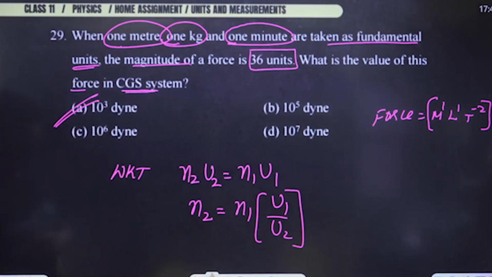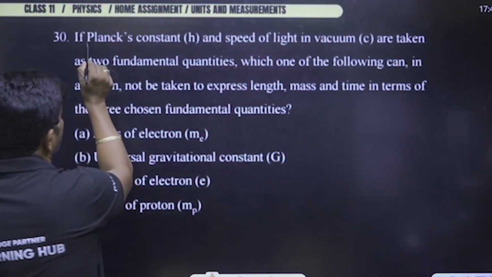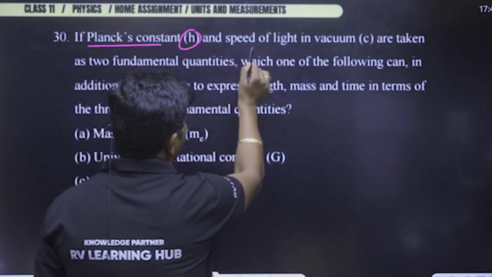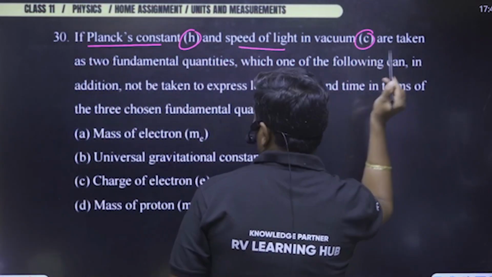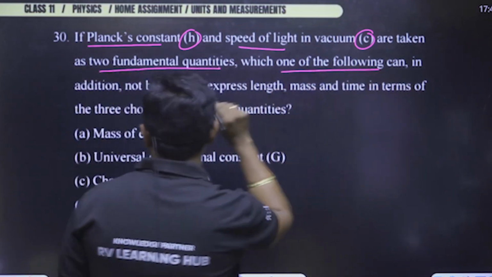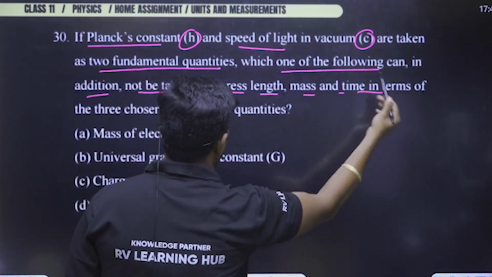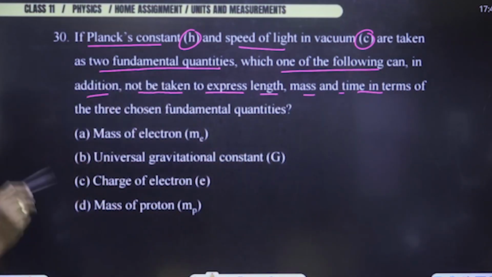Now similarly, let us see the next question. What are they saying to us? If Planck's constant h and speed of light in vacuum c are taken as two fundamental quantities, which one of the following can, in addition, not be taken to express length, mass and time in terms of the three chosen fundamental quantities? Please think about this. What is the option? In terms of mass, length and time.